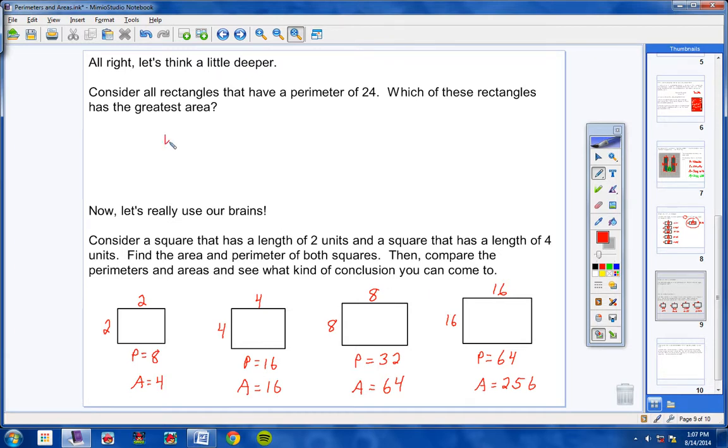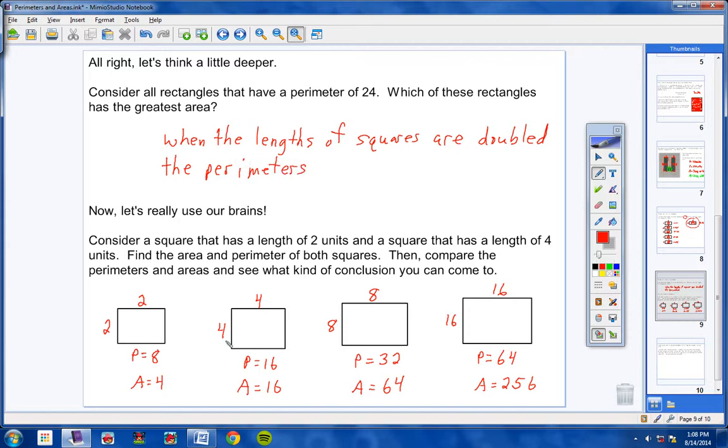Okay, so let's go ahead and draw our conclusion. I'm going to write something like this. Write this down, please. Watch carefully. When the lengths of squares are doubled. Do you see that okay, students? When the lengths are doubled, what happens to the perimeters?